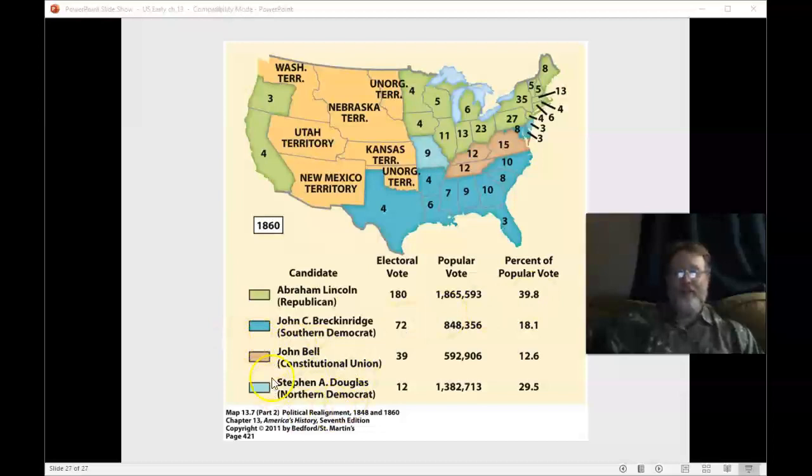Had there not been this big split, yeah. I mean, look at the numbers. Add Breckinridge to Douglas, both Democrats. Add those numbers. What's that come out to be? By the way, that comes out to be about 50%. Had the Democrats not been split, Lincoln would have got his ass handed to him.